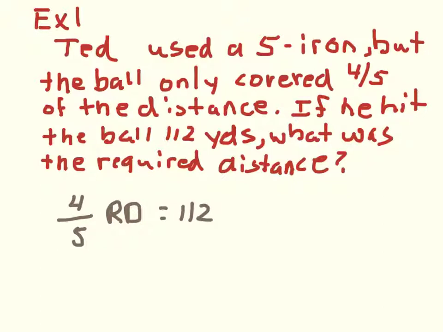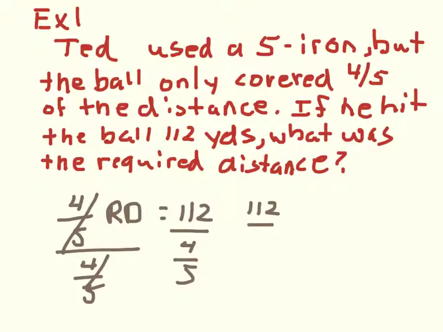So 4/5 of what original total? What original overall distance do we need to cover to give us the 112? If we look at this, we're going to solve this for RD. They're multiplying by 4/5, so we're going to divide by 4/5. And the 4/5 cancel. And 112 divided by 4/5.